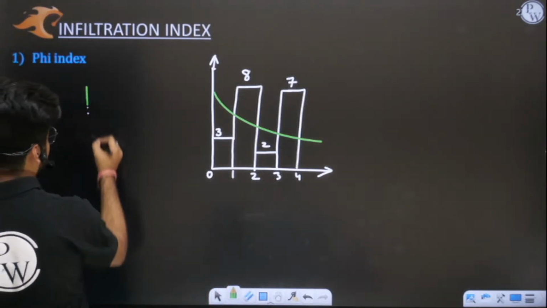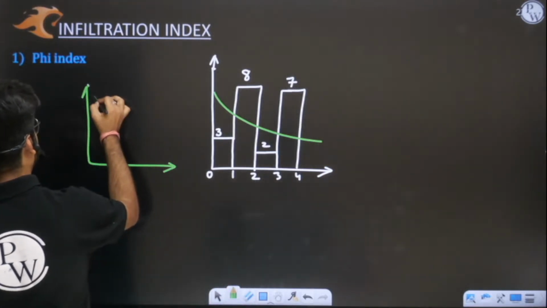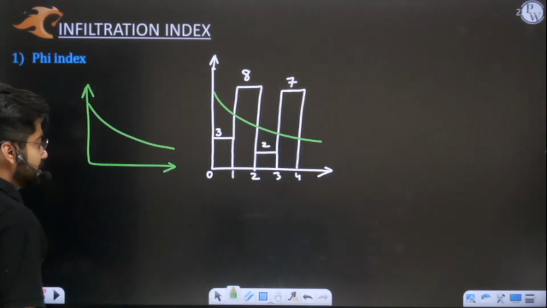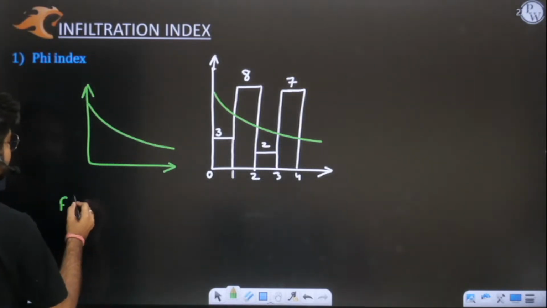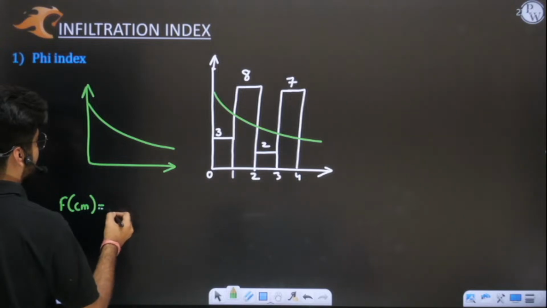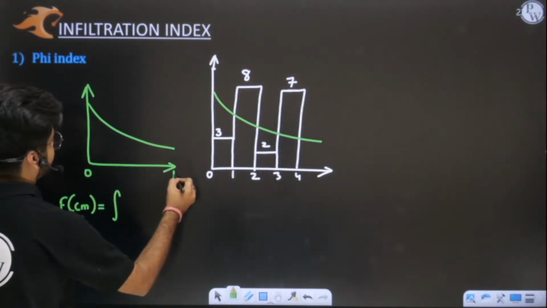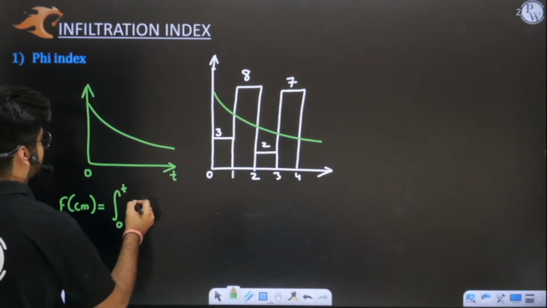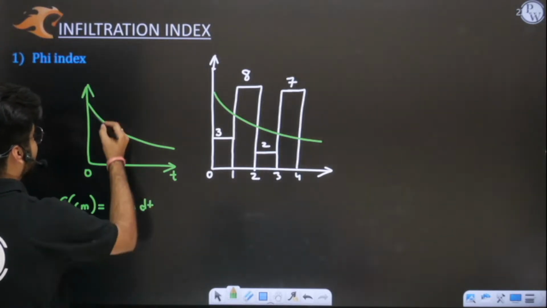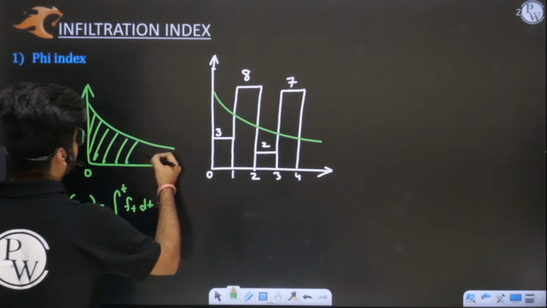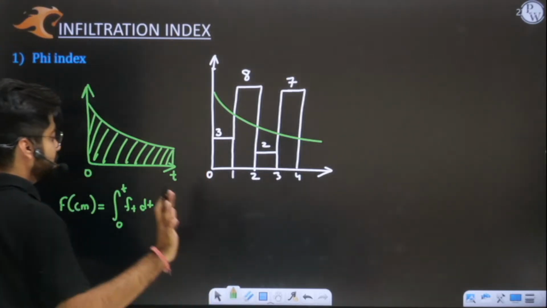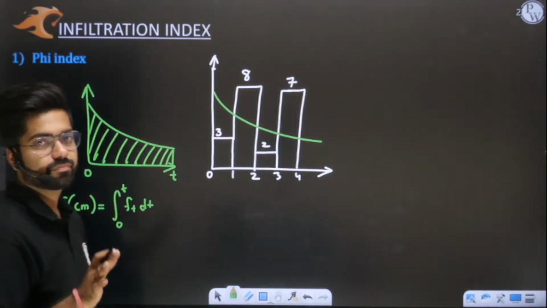So Sushil, what we have learned in yesterday's class, that whenever we have an infiltration curve, and if I want to find total depth of infiltration, listen very carefully. How will I find total depth of infiltration up to this time t? I will simply integrate up to time t, and I will get the value of total infiltration. This you have already learned. Yes or no, Sushil?